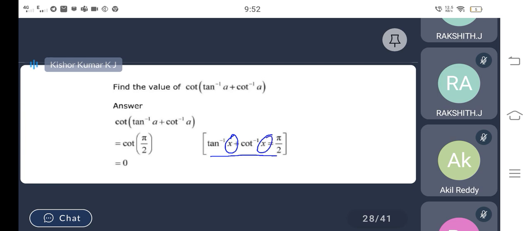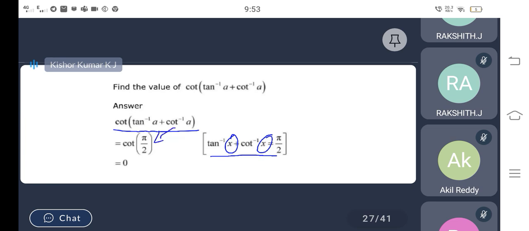Tan inverse and cot inverse should have the same terms. Either it should be x, or y, or A, or pi by 2 or pi by 4, whatever it is. If you have that, we can easily substitute this formula. Considering the problem cot of tan inverse A plus cot inverse A, we can use tan inverse A plus cot inverse A as pi divided by 2, because we know the formula tan inverse x plus cot inverse x is equal to pi by 2.